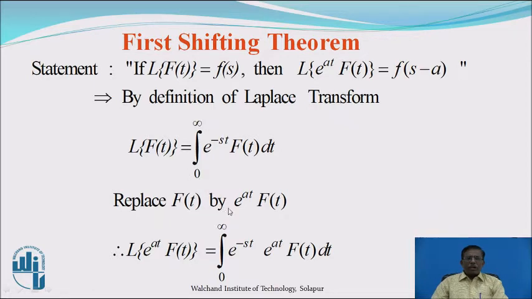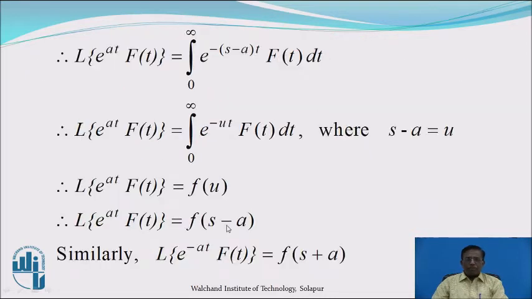Now replace f(t) by e^(at) into f(t) on both sides. We get Laplace of e^(at) into f(t) is equal to integration of e^(-st) into e^(at) f(t) dt over the limit 0 to infinity. Now simplify e^(-st) into e^(at). We get Laplace of e^(at) into f(t) equal to integration of e^(-(s minus a)t) f(t) dt over the limit t equal to 0 to infinity.